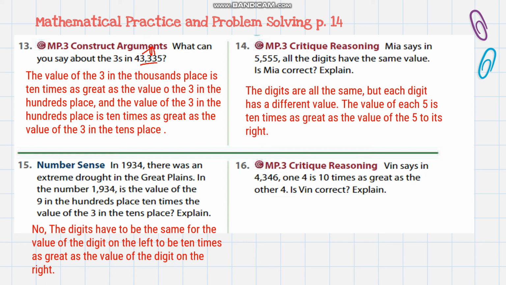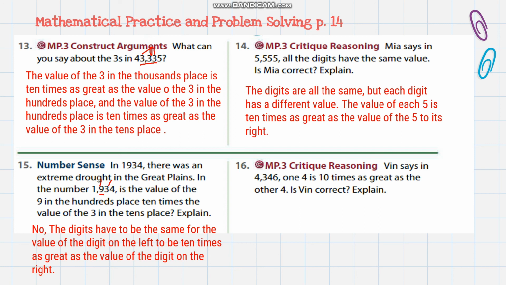So what is the value of 9 in the hundreds place? That is equivalent to 900. And the value of 3 in the tens place is 30. So the numbers are not the same. In order to be 10 times as great, the digits must be the same and they are next to each other.